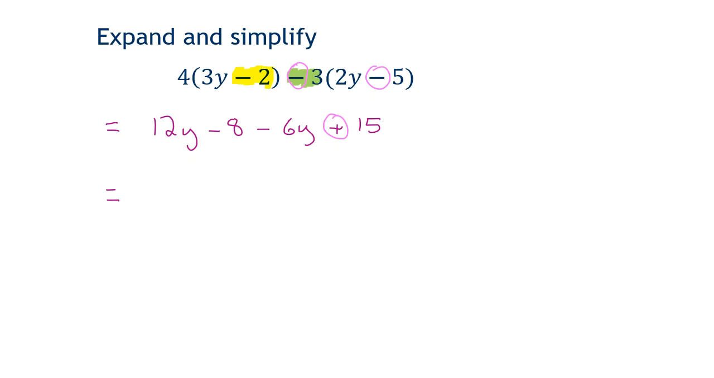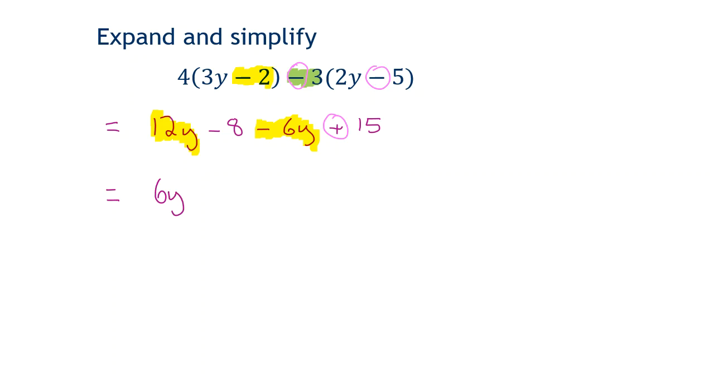And what are the like terms? Well, there's a 12y there. Now that is a positive 12y. We would never write a plus sign in front of it. We assume that it's positive because there's no minus sign in front of it. And we've also got this 6y, but it is a negative 6y. So that's important. When we combine those terms together, 12y minus 6y gives us 6y.